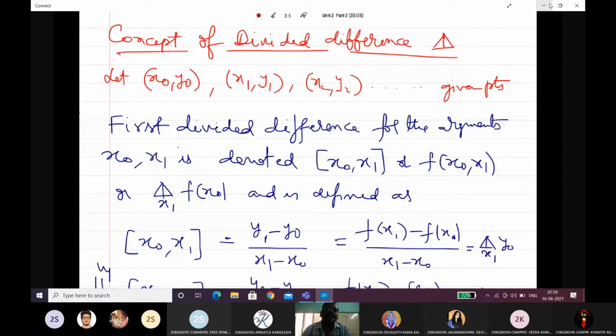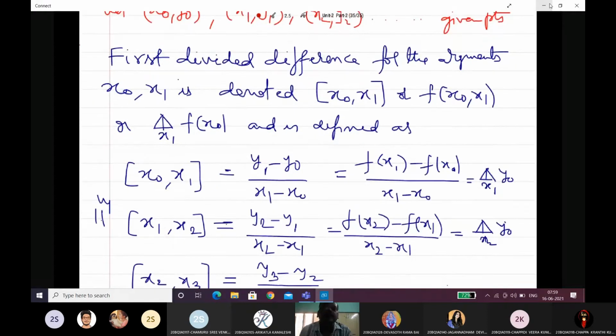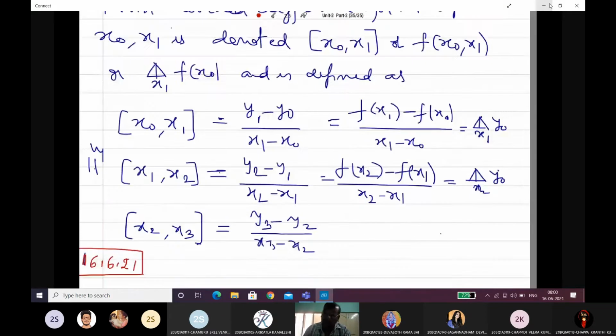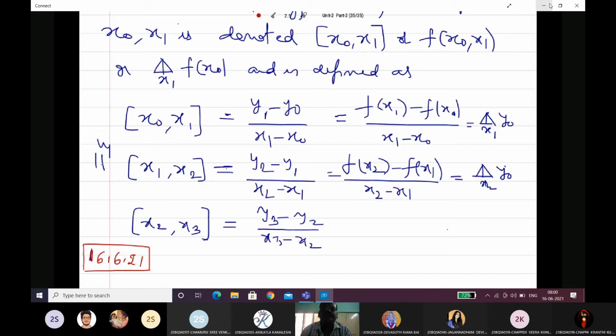Delta f of x0, x1 is defined like this. This is in the slope form, y2 minus y1 by x2 minus x1. Here the points that we have to take are x0, x1. Therefore, we write it as y1 minus y0 by x1 minus x0, that is, in the form of the functions, f of x1 minus f of x0 by x1 minus x0. Similarly, for x1 and x2, y2 minus y1 by x2 minus x1, and for x2 and x3, y3 minus y2 by x3 minus x2, and so on.